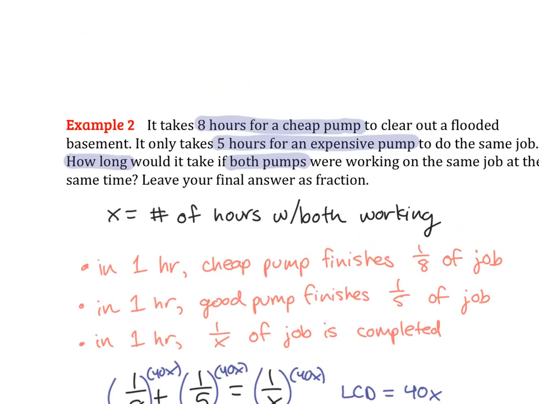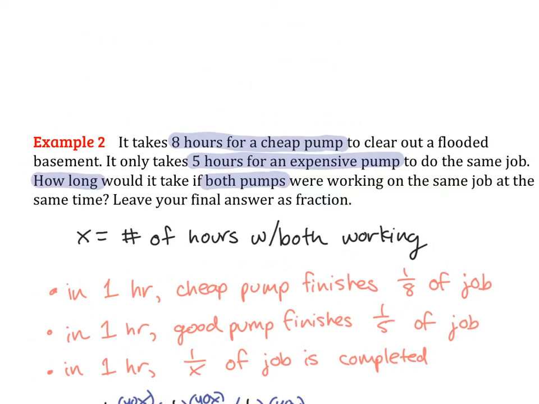Okay, so this next example, we have a case where there's 2 people or 2 things working on the same job at the same time. So we want to see how long it takes when they're working together. So it says it takes 8 hours for a cheap pump to clear out a flooded basement, and it only takes 5 hours for an expensive pump to do the same job. So I highlighted those important points. How long would it take if both pumps were working on the same job at the same time?